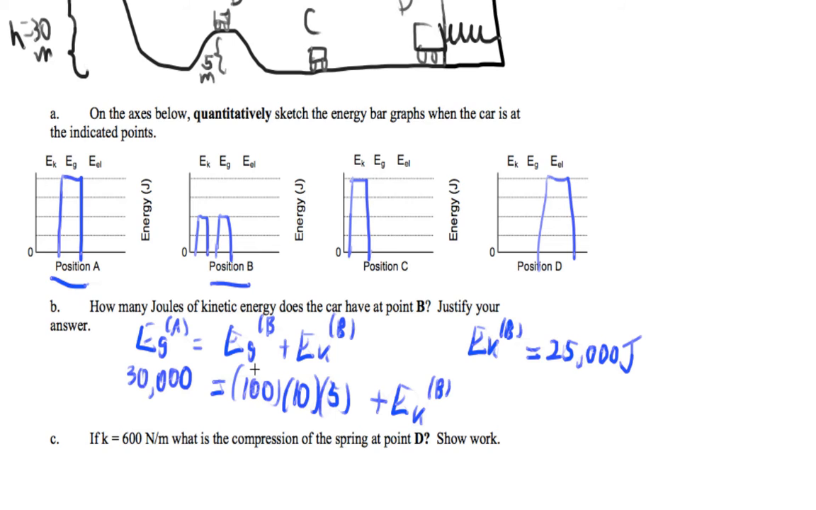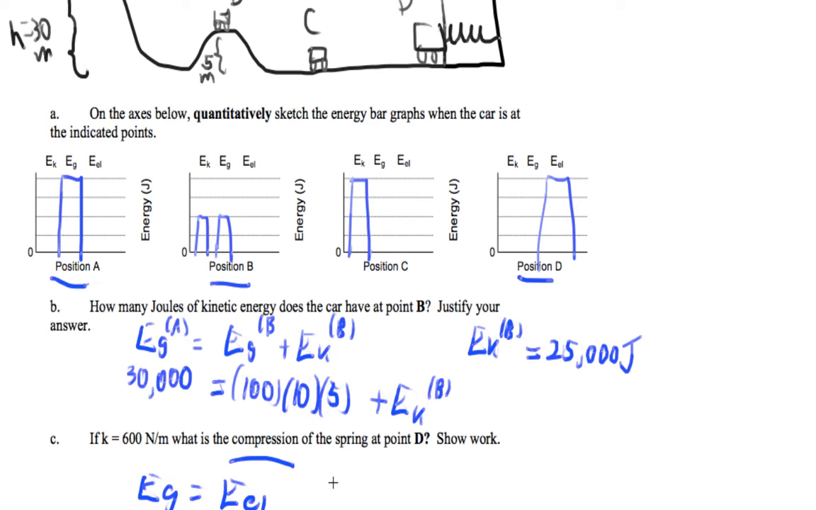And then for part C, we want to know the compression of the spring. So it's the same trick. Gravitational energy equals elastic energy. Now I'm setting graph A equal to graph D. So I have 30,000 joules equals, and for elastic we have 1/2 kx squared. And we want to solve for x, that compression.